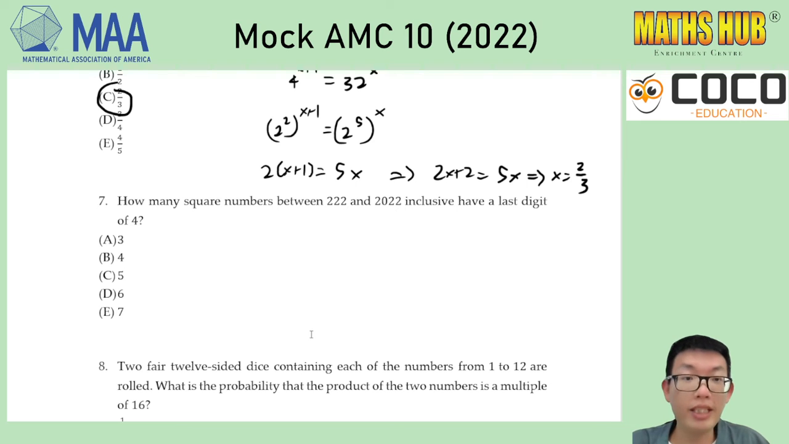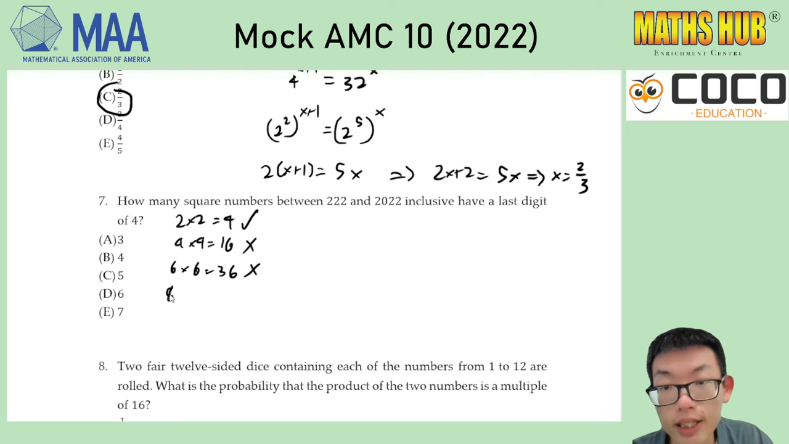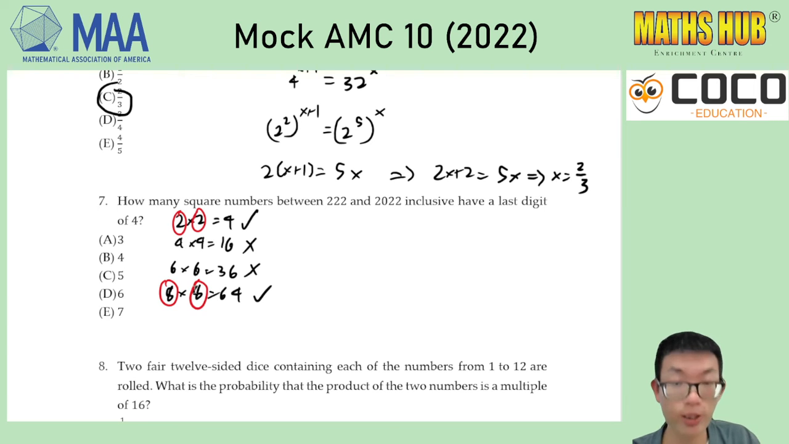So I can just look at 0 to 9. I know that it must have come from an even square number. So I can just check 2 times 2 is 4, so that could work. 4 times 4 is 16, that would not work. 6 times 6 is 36, that would not work. And 8 times 8 is 64, that would work. In other words, I'm only looking for numbers ending in 2 or 8, which I square.